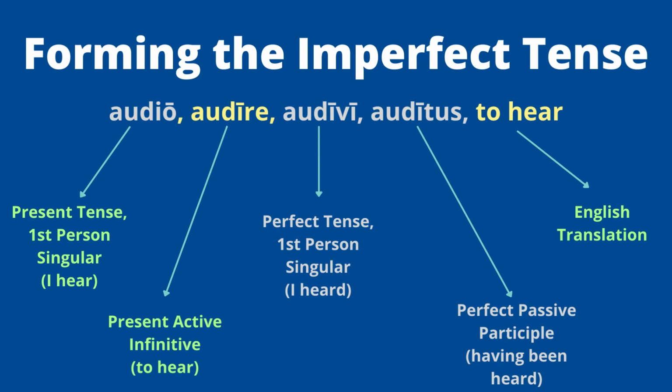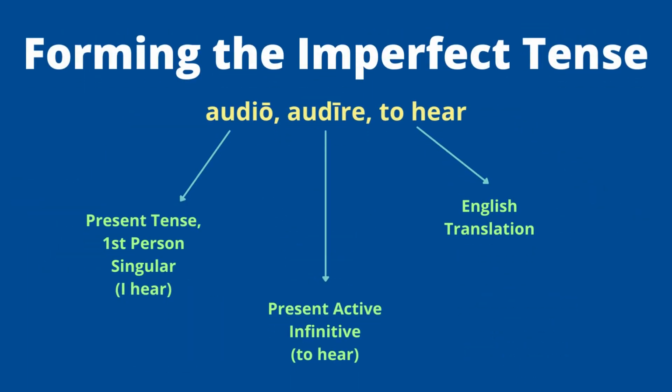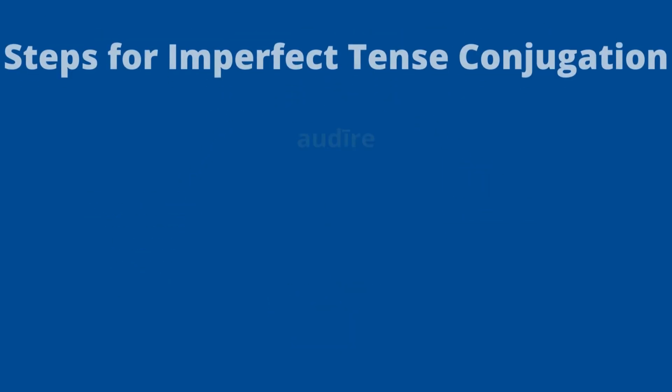So which pieces do we need for imperfect tense? When you're dealing with imperfect, you actually only need the infinitive. So the other three pieces we don't need here. We don't need audio, audivi, or auditus. It's not necessary. This is a slight difference. With present tense, we needed that first part because that actually is present tense, first person singular, I hear. We don't need it for the imperfect. What we're really after is just this piece, audire, to hear. That's really all we need. You might include the first piece, audio, just so you can tell what conjugation the verb is, but it's really not necessary for imperfect tense. We're specifically focusing on audire, that present active infinitive.